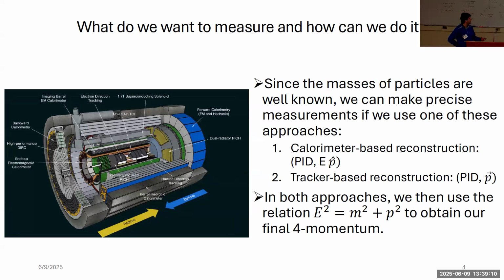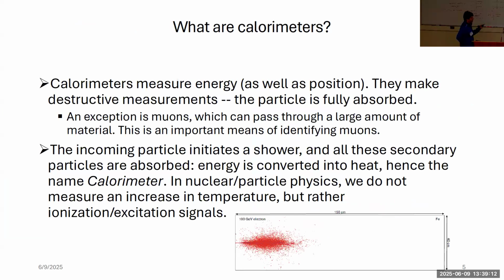Okay, great. So let's just start with the basics of what calorimeters are. Calorimeters measure energy as well as position. If they have some fine segmentation, you can know where that energy measurement is actually occurring, and you can get some information about the position of where the particle hit. But the main idea is we measure energy with calorimeters.